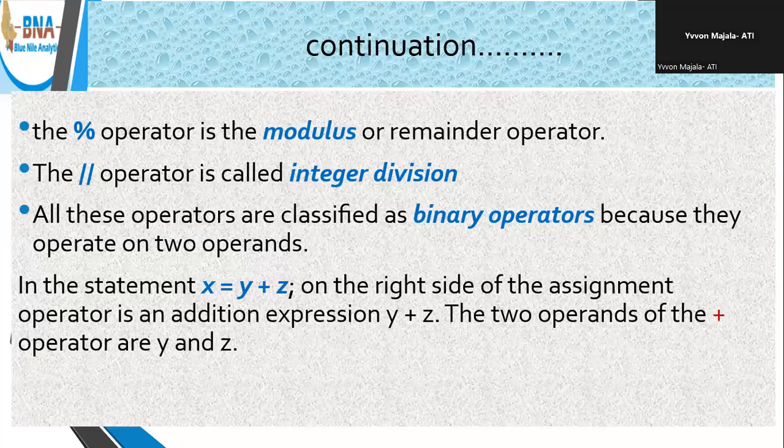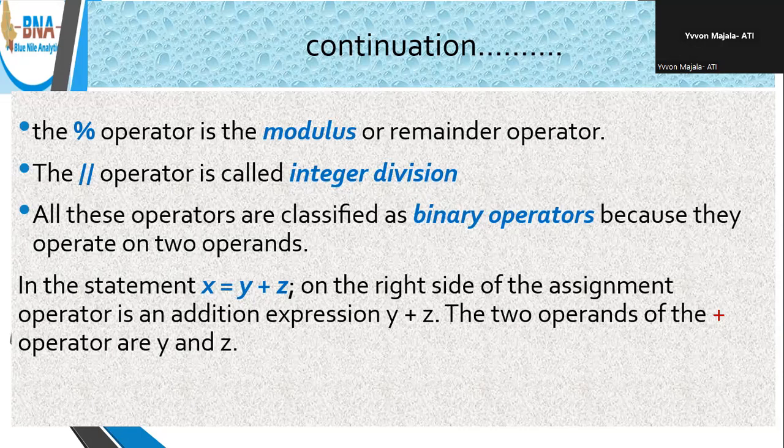The percentage operator is the modulus or the remainder operator. As we have said, the operator that has 2 division signs is called the integer division. It gives you an integer as an answer when you divide. All these operators are classified as binary operators because they operate on 2 operands. You must have 2 operands to operate. You can't just have x times nothing. You must have a second number for you to operate. If you have x times nothing, you will get an error.